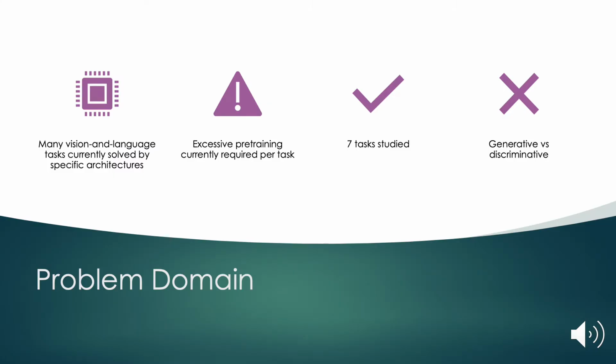So the problem that they're tackling is what's known as vision and language. There are various vision and language problems, and most of those are solved by specific architectures or specific fine-tuning of base models to solve very specific tasks. One of the problems there is if you have a new task, you have to do some more pre-training. So if task one finally works, you have to do a lot more pre-training to get task two to work. In this paper, they evaluated 7 tasks, and they make the distinction between generative and discriminative models, which we'll get into.